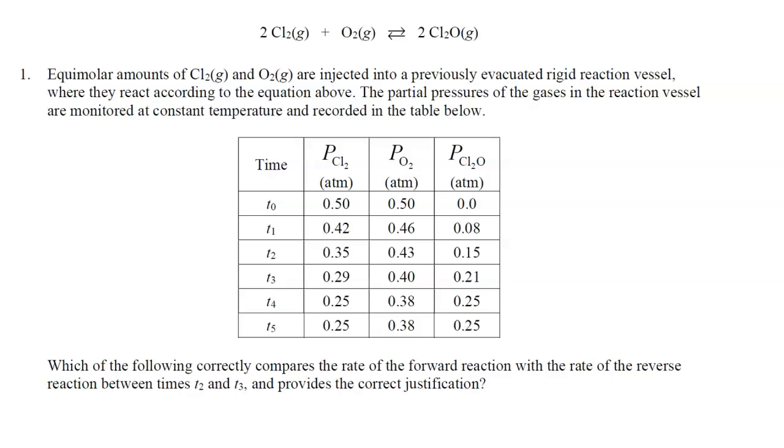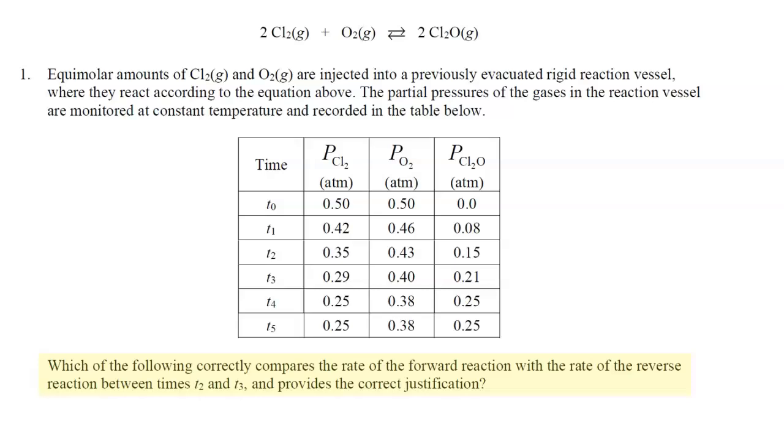In question 1, it says equimolar amounts of chlorine and oxygen are injected into a previously evacuated rigid reaction vessel, where they react according to the equation above. The partial pressures of the gases in the reaction vessel are monitored at constant temperature and recorded in the table below. Which of the following correctly compares the rate of the forward reaction with the rate of the reverse reaction between times T2 and T3 and provides the correct justification?